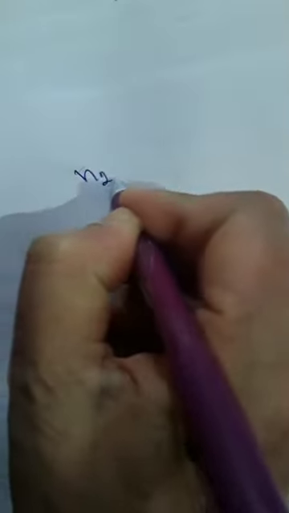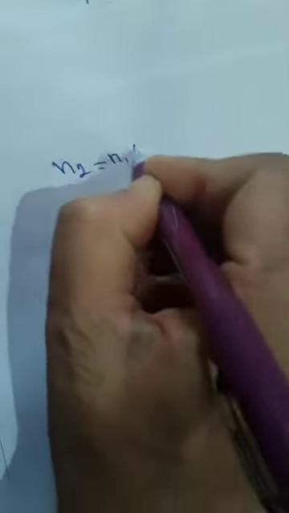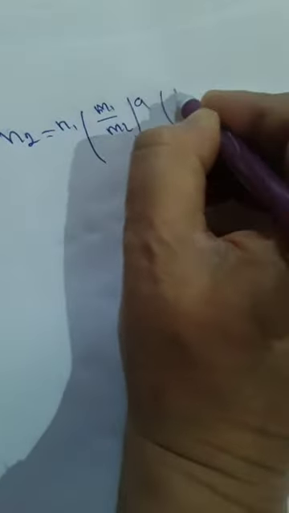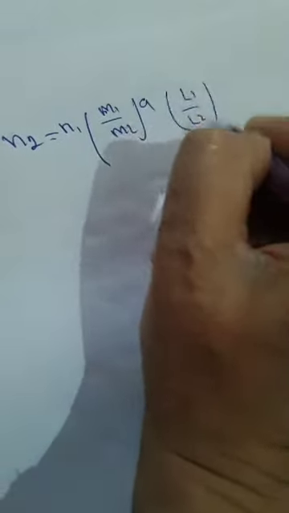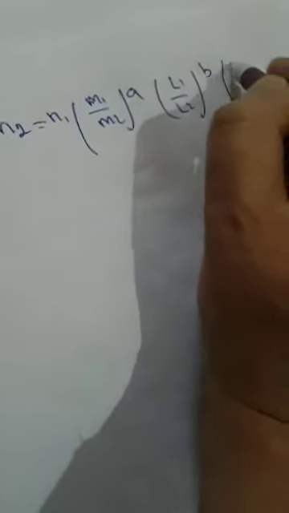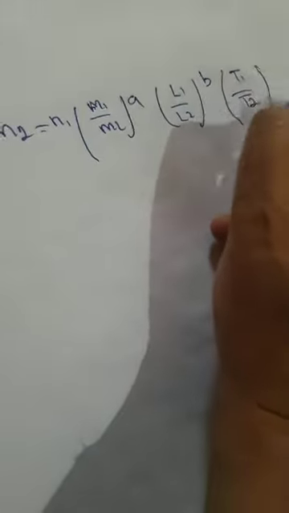This derivation will not be asked in the exam, but with the help of this formula we are able to convert one system of units into another. So when we convert one system of units into another, N2 is equal to N1 (M1 divided by M2) raised to power a, (L1 divided by L2) raised to power b, (T1 divided by T2) raised to power c.